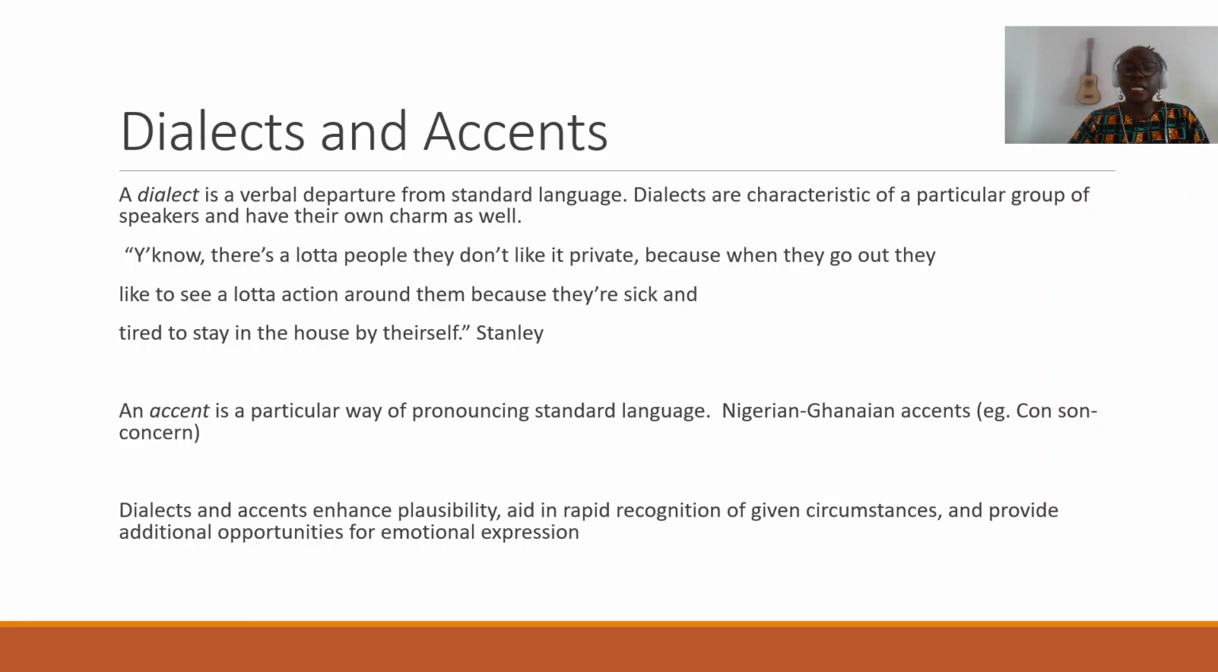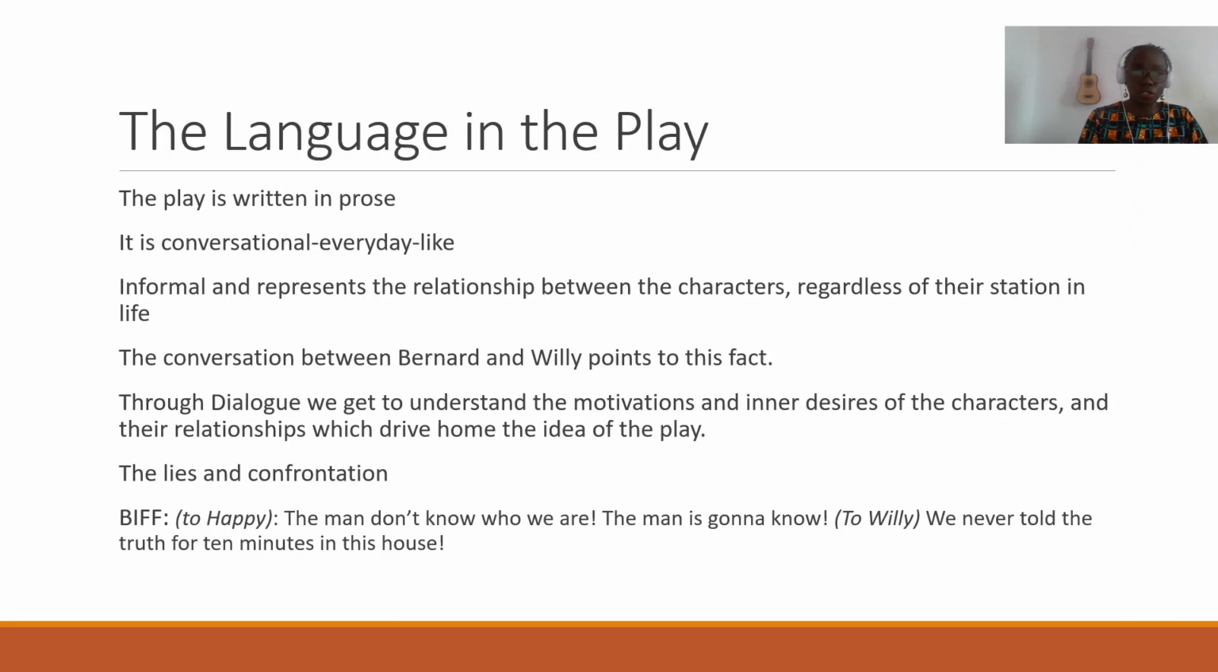And so dialects and accents enhance plausibility. If you have a Nigerian within your play, you should be able to bring out some of these differences so that we know. It helps us know that, oh, this is indeed a Nigerian. It makes the situation more plausible. It aids in rapid recognition of given circumstances because it definitely tells you where you are or who this person is, where this person is coming from, and provides additional opportunities for emotional expression.